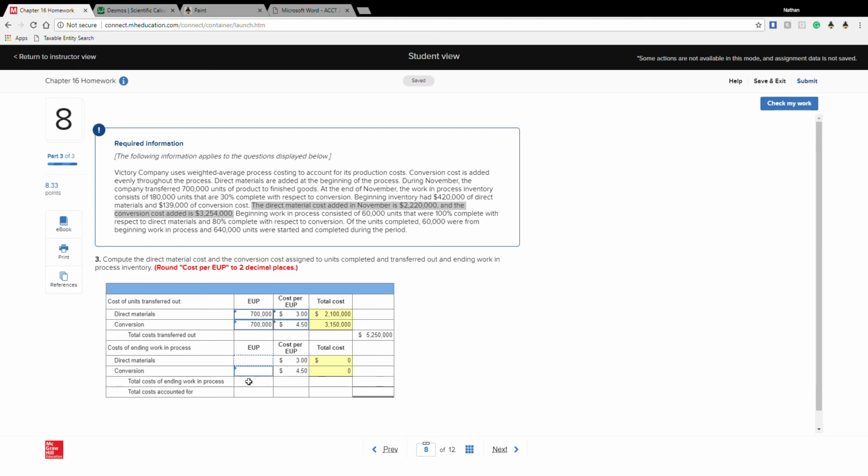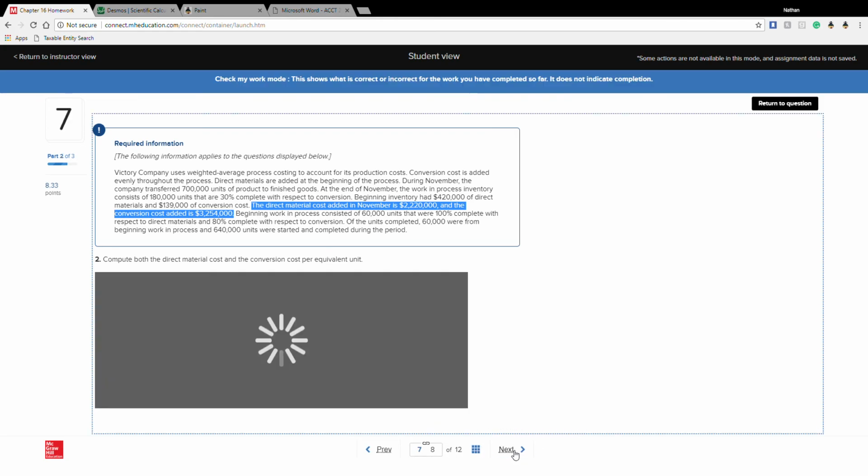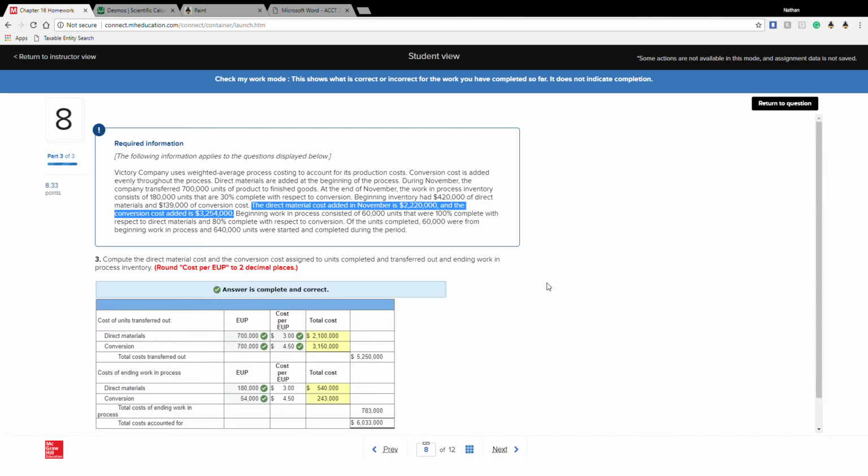Again, all we have to do is put in our EUPs according to ending work in process. So that's going all the way back to question 6 and pulling in these two numbers: 180,000 for materials and 54,000 for conversion. Okay, cool. Hit check my work, make sure everything's good. Everything's good. Question 8 is done.